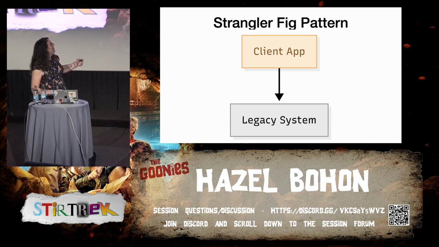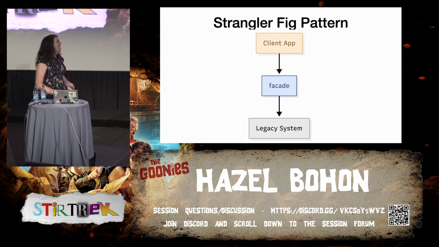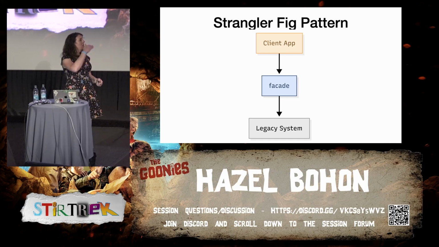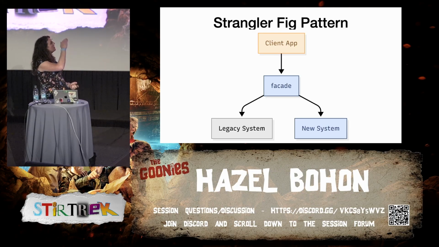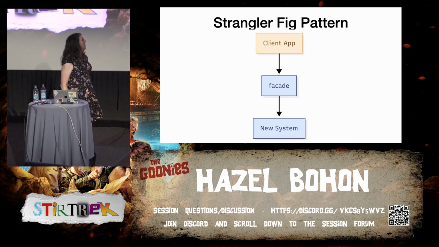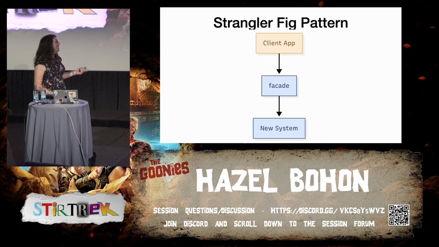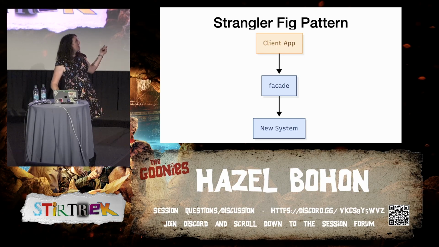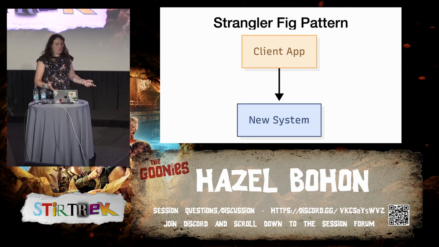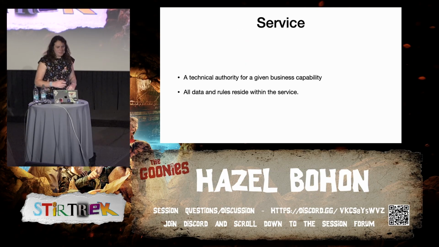So here you have strangler fig pattern, right? Client app is talking to the legacy system. Then you add a facade in between. This facade allows you to now start moving things over. So you can start moving things over into the new system as those services come online, until eventually you're able to replace the whole thing and just have the facade and the new system. You no longer have the legacy system, and then you can get rid of the facade too and just have the new system. So let's talk a little bit more about what those services are that we're building here, right?